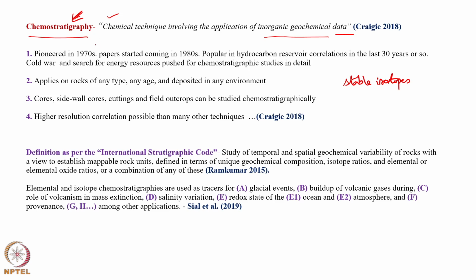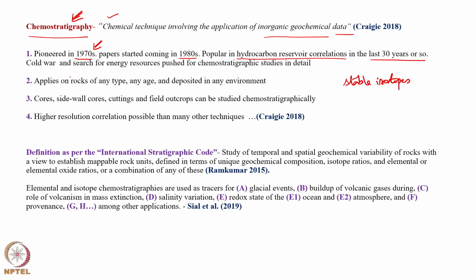The subject chemostratigraphy was pioneered in the 1970s. It does not mean that before 1970 chemical analysis of rocks was not done, but the subject came into prominence in the 1970s and papers started coming in the 1980s. It became popular in hydrocarbon reservoir correlations, finer correlations, in the last 30 years or so.